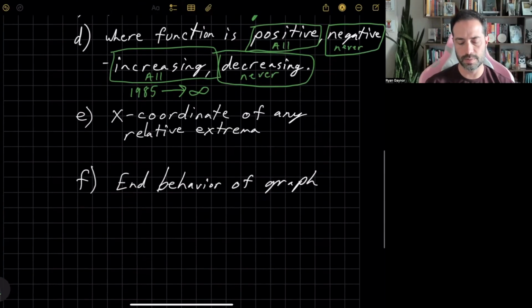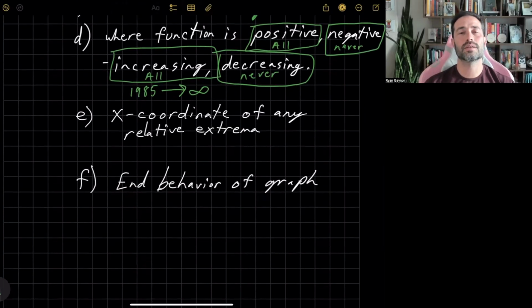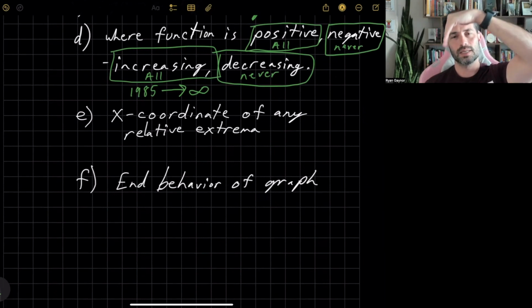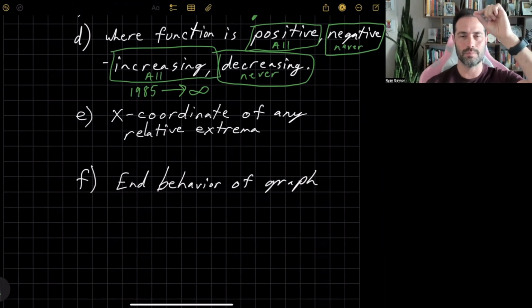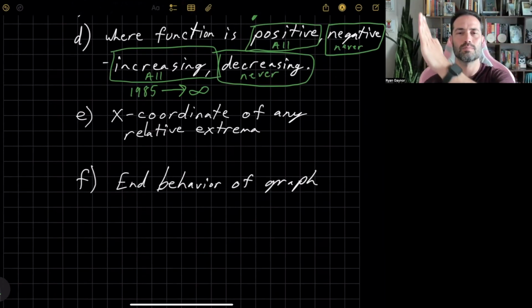So then the next part says, is there an x-coordinate of any relative extrema? Well, first we need to understand what relative extrema means. Relative extrema means the peak of a graph. So let's say it's going up, and then it peaks, and then it starts going back down, so that very top point. Or the valley of a graph. So if we're going down and then it curves back up like this.